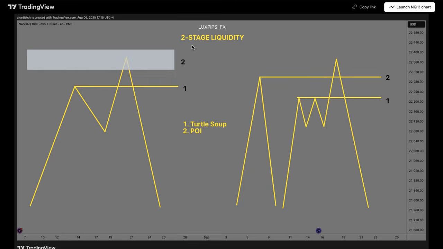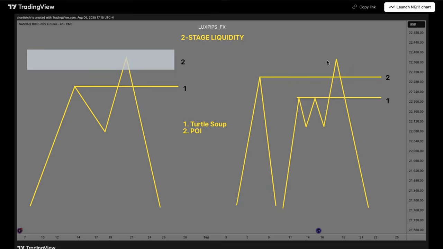So, two-stage liquidity. Stage one liquidity is a structural high or low, basically the turtle soup. The second stage liquidity is your POI. This can either be an IRL, basically OB, FVG, LV, BB, whichever, even the rebirth.